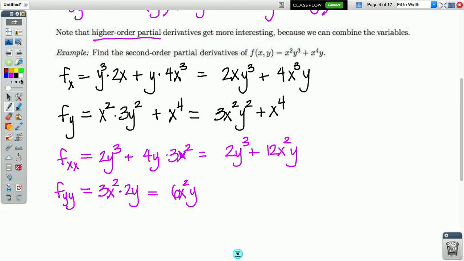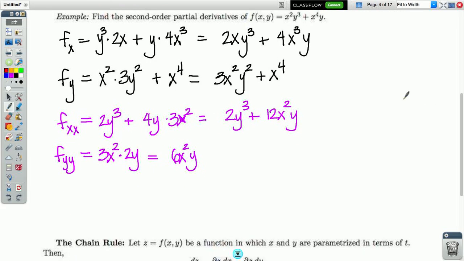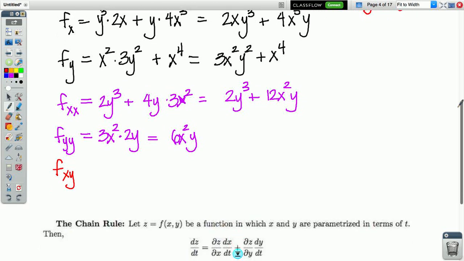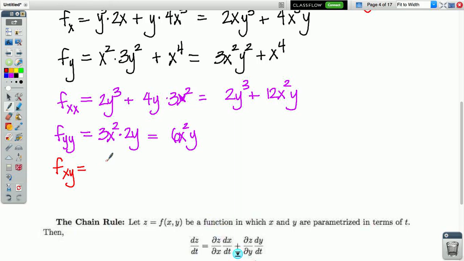Now, what I haven't talked about is if I can differentiate this first order partial with respect to x with respect to y. And I can. So I can take my first order partial with respect to x and I can differentiate it with respect to y. And that's what I was writing up here when I said we can combine the variables. So what I'm saying is that we can find the first order differentiated with respect to y, and I can also differentiate this guy with respect to x. So I can mix my variables a little bit here. So let's go through and do this, and we might see something interesting here.